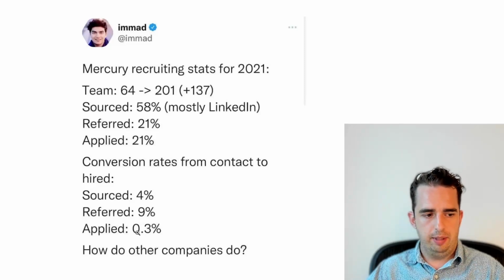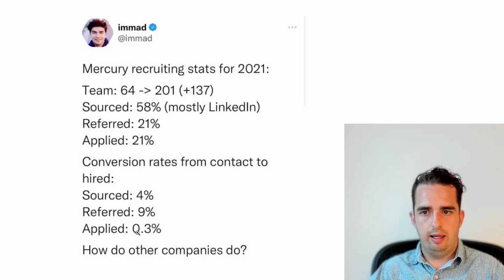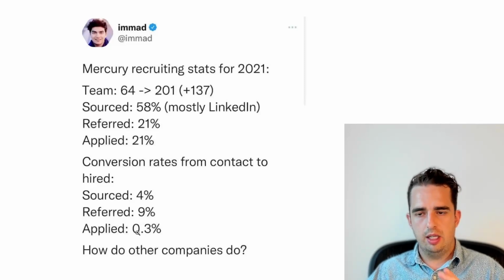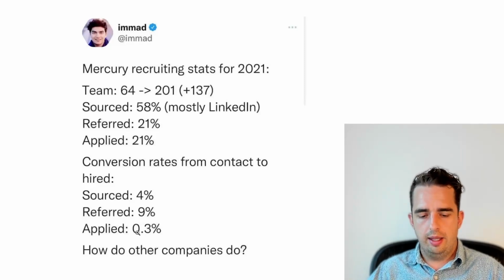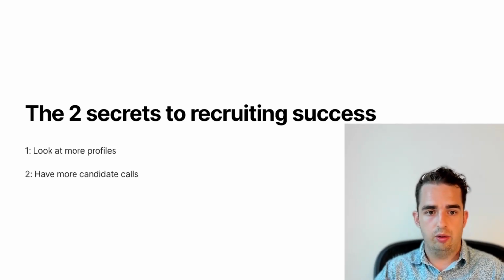This was actually deleted, but Ahmad had a similar stat, I think, for last year, for 2023, and it was roughly 1 in every 1,000 applications was getting hired more recently. So, these numbers are pretty scary these days. As I said, you can't control the quality of those inbound applications, which makes things really difficult. Now, there are 2 secrets to recruiting. They're pretty simple. You can look at more profiles and you can have more candidate calls.